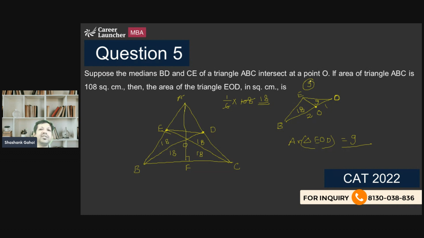It doesn't make a difference whether it is an equilateral triangle or any other triangle. When you draw three medians, you are going to get six triangles. The area of every triangle is always going to be equal, and it is going to be 1/6 of the total area. So by using that concept itself, you can solve any question. You don't have to worry about whether the triangle is equilateral, isosceles, or any other triangle.